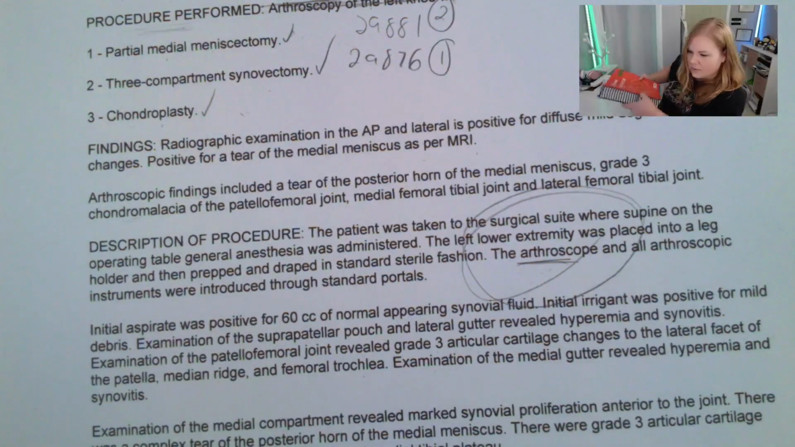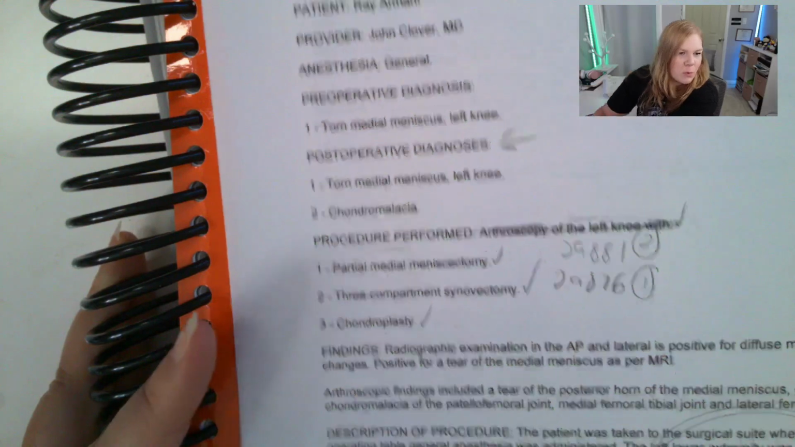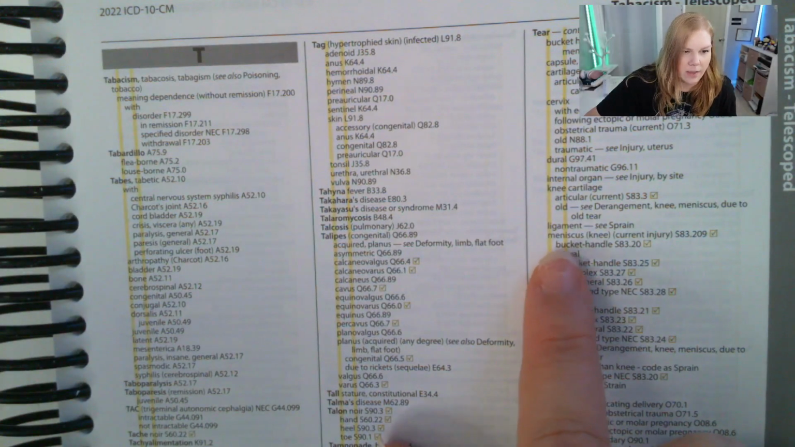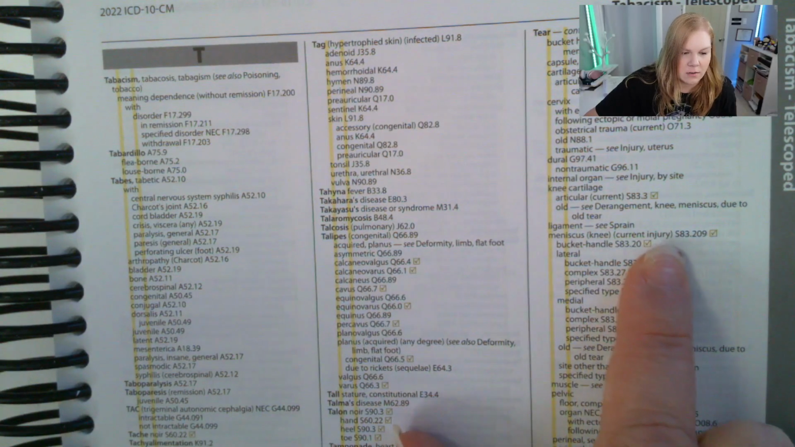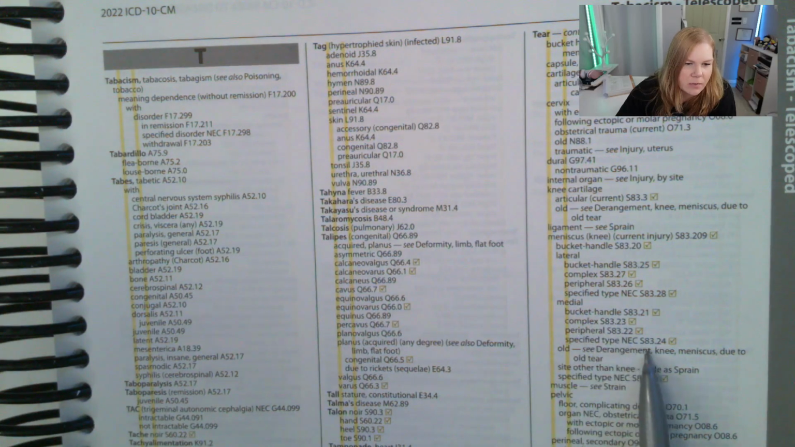So I'm swapping out to my ICD-10 book. So our first diagnosis, torn medial meniscus, left knee. Don't know if the word torn is in there, but tear I think is. We always start in our alphabetic index in ICD-10-CM, always. That's the official guidelines. All right, so I looked up torn and it did say to look up tear. So we're under tear and then meniscus knee, current injury. We have meniscus, and then we have lateral and medial. It was a medial, but look, there's no default code here. They have the bucket handle, the complex, peripheral, and specified type not elsewhere classified.